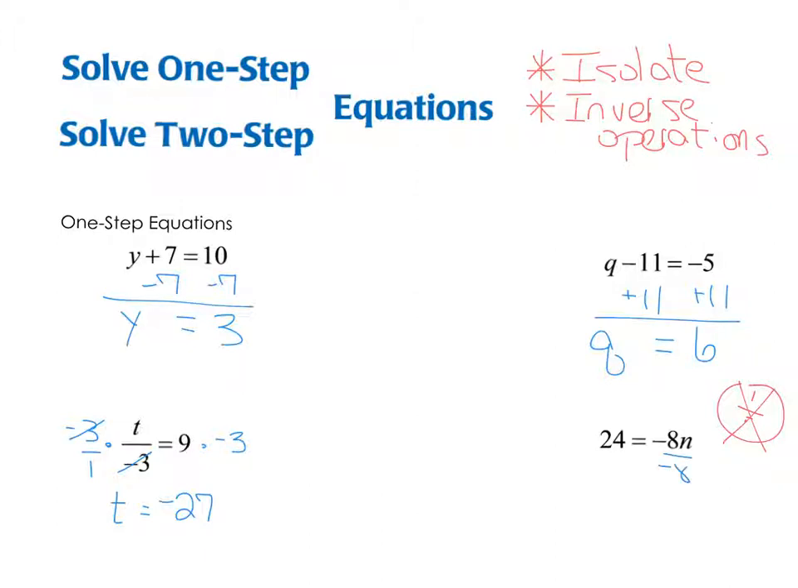And the way we show that is with the division bar. So the negative 8 divided by negative 8, that's going to cancel. I'm left with 1n, or just n. And 24 divided by negative 8 is negative 3.